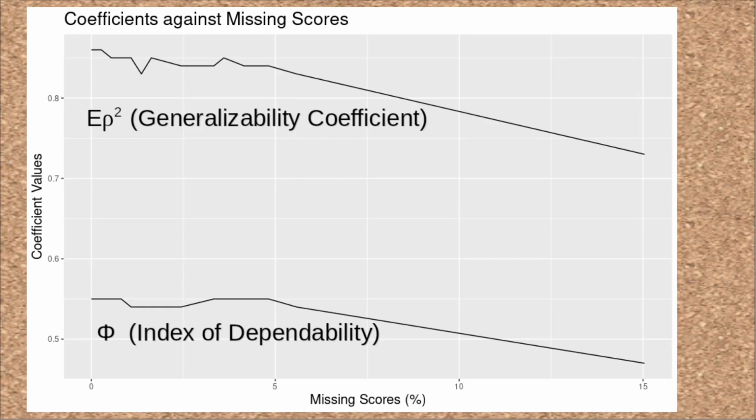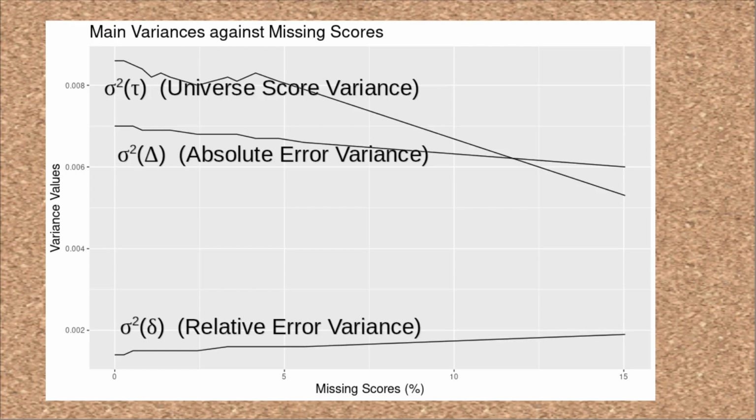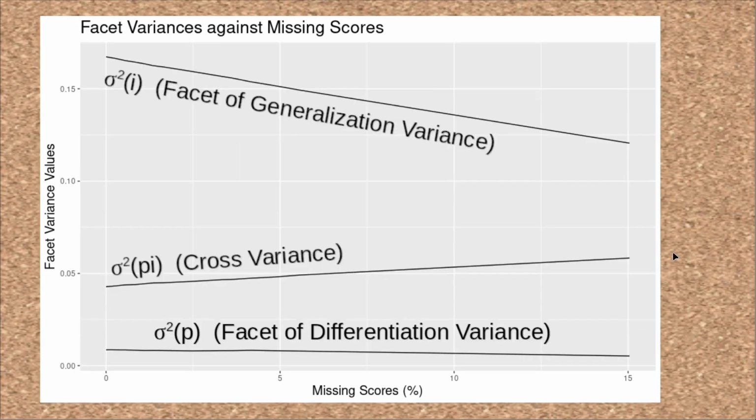These are plots of the generalizability coefficient and the index of dependability against the percentage of missing scores. Both decline steadily but slowly as the percentage of missing scores grows. Similarly, universe score variance, absolute error variance, and relative error variance vary too, but somewhat differently with growing missing score percentages. And the same holds true for the variances of the different facets and their interaction.